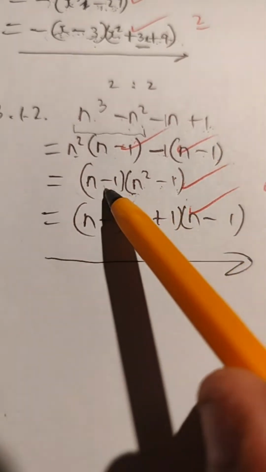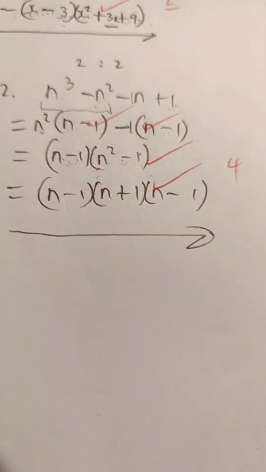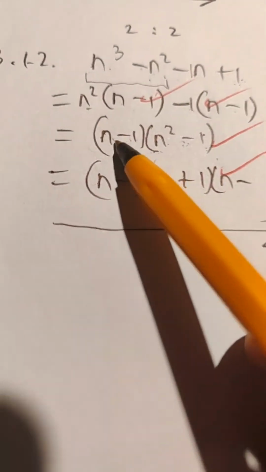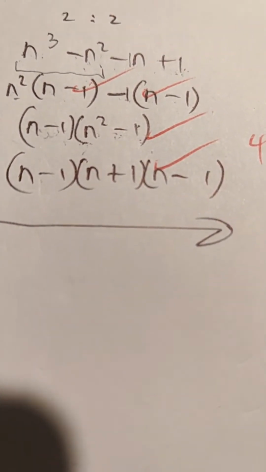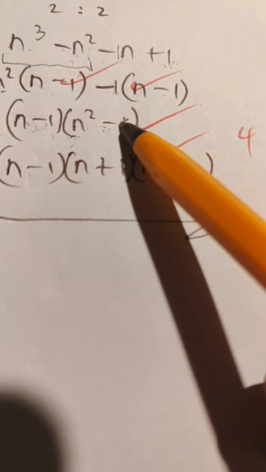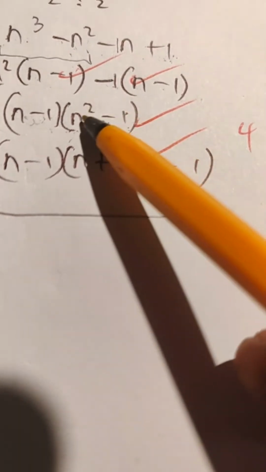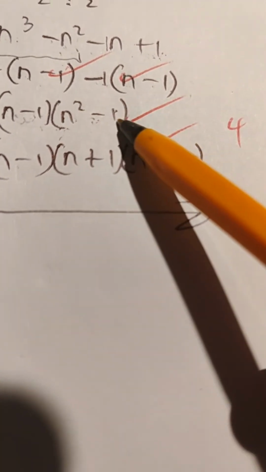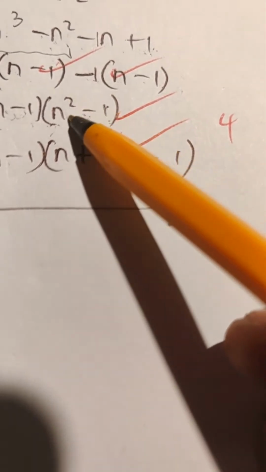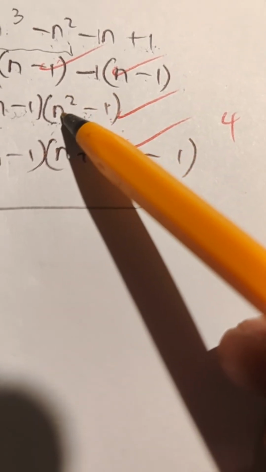Then we ask ourselves, can we factorize any of these two brackets any further? Guys, when you look at n minus 1, there's nothing more you can do with this bracket. When you look at n squared minus 1, you notice that there is more that can be done with factorizing this bracket. So what is this type of factorization that we can apply for this bracket? We have n squared, we have 1, we have a minus sign. What does the minus mean? Difference.